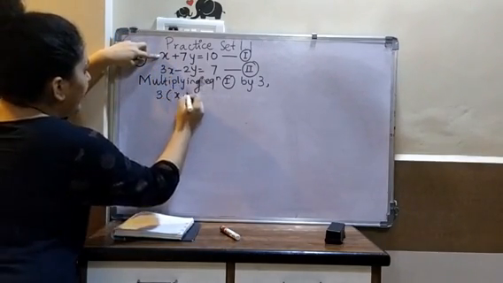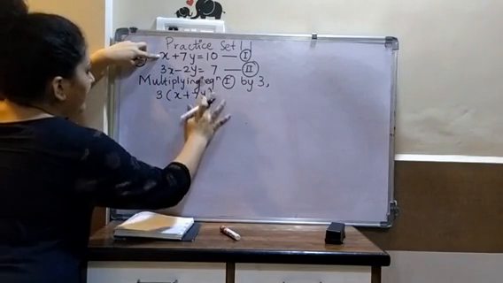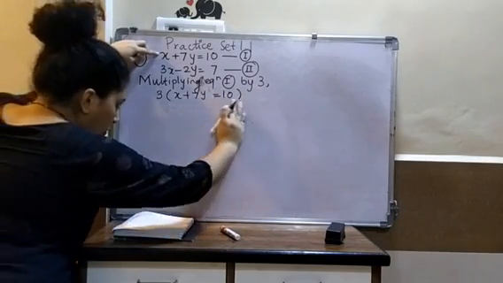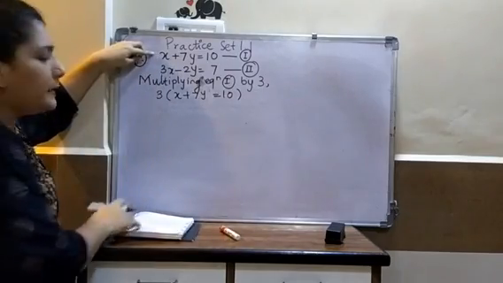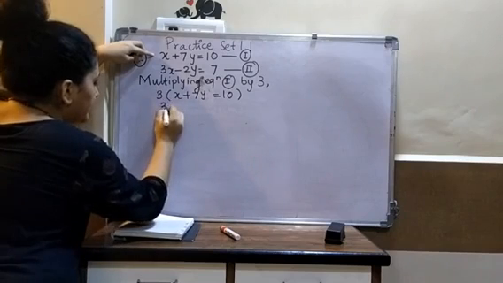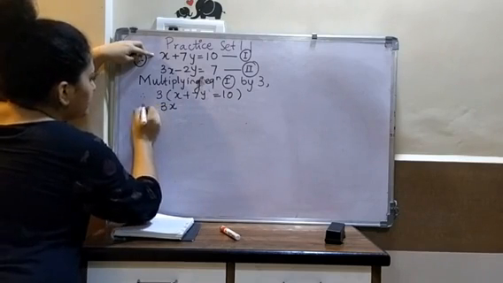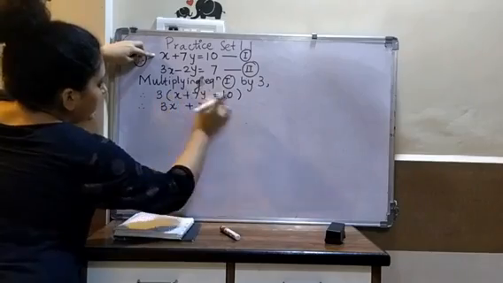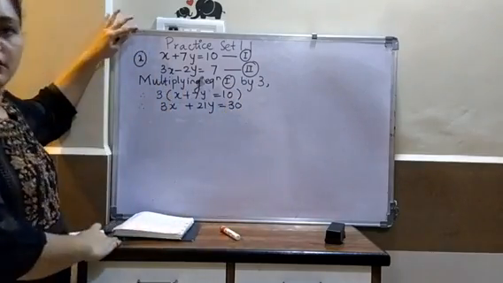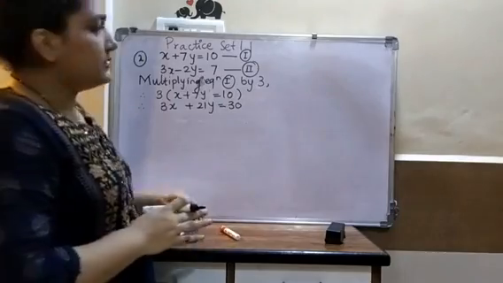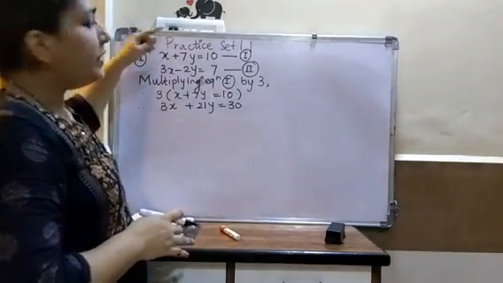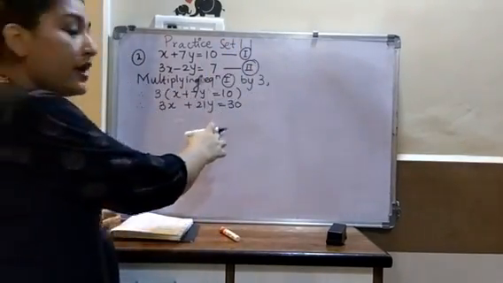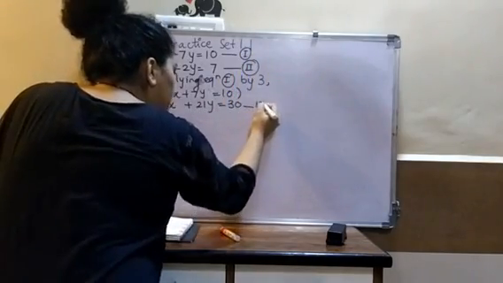3 multiplied by x plus 7y is equal to 10. You will multiply this whole equation by 3. Now start. 3 into x, 3x. 3 sevens are 21. 3 tens are 30. Okay, done. Now what happens? This equation we have multiplied with 3, so now it has changed. This equation has changed, and it now changes to equation number 3.